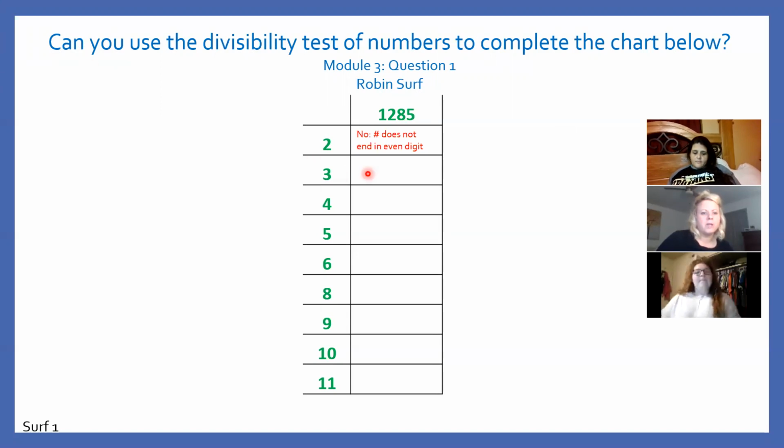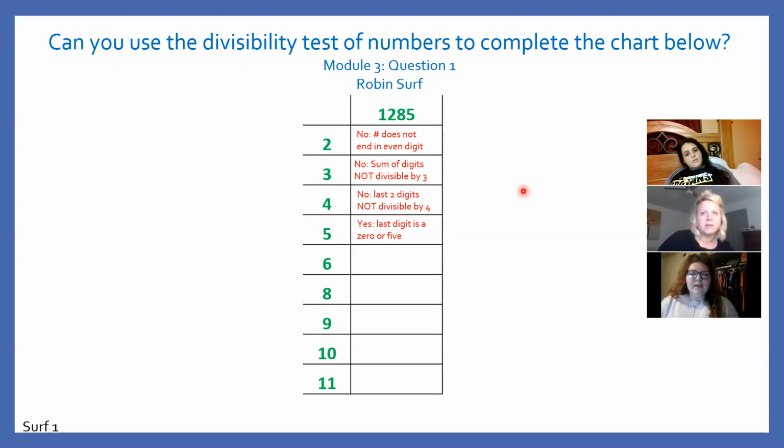Number 3, is the sum of the digits in the number divisible by 3? No, they are not divisible by 3. Number 4, do the last 2 digits form a number divisible by 4? No, the last 2 digits are not divisible by 4. Let's move on to number 5. Is the last digit a 5 or a 0? Well, yes, the last digit is a 0 or a 5.